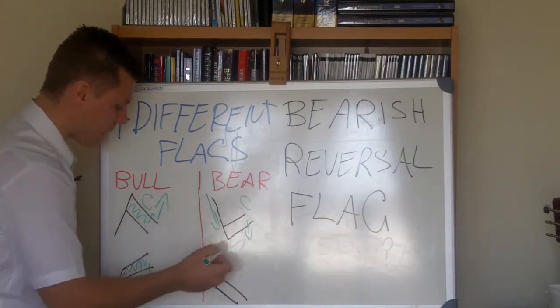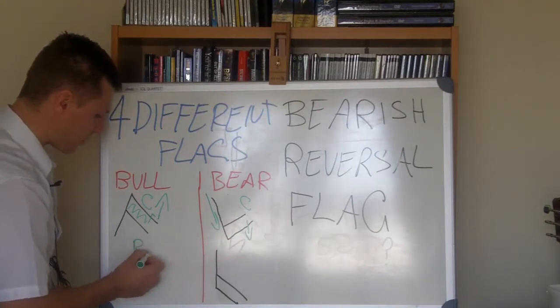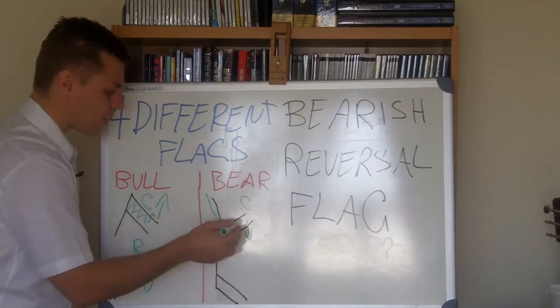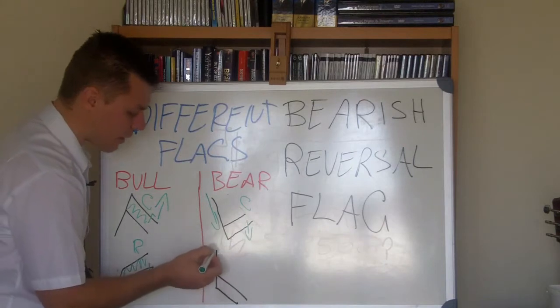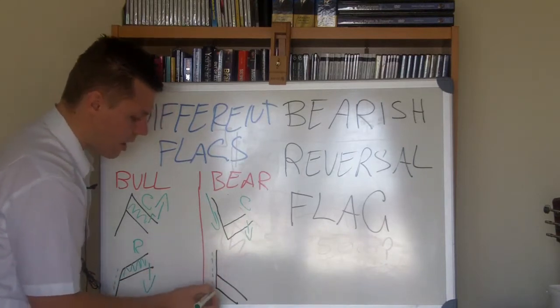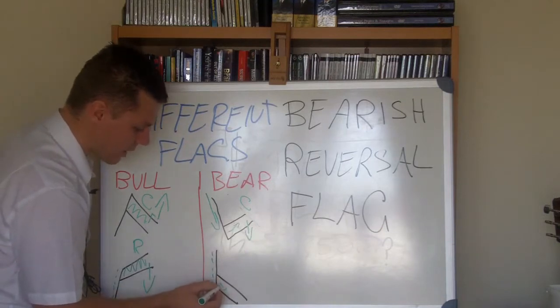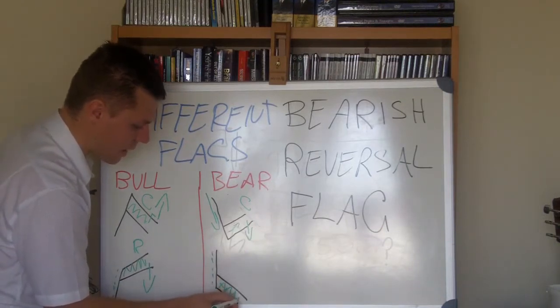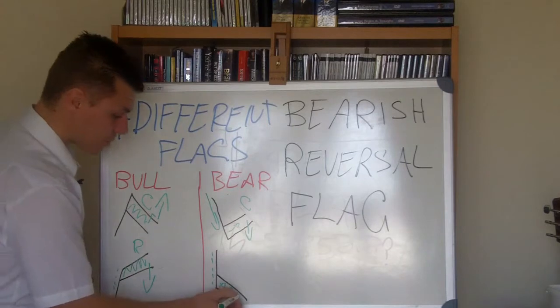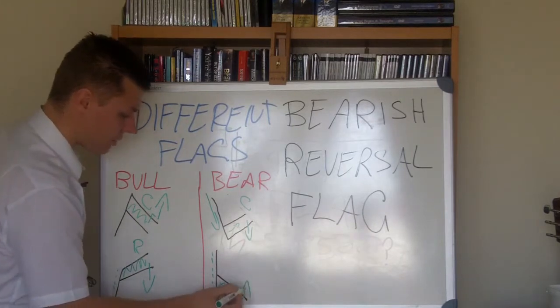We have the bear continuation. This is the reversal flag. This is a bearish continuation. This here, the market runs down, and suddenly instead of going up in this case, it goes back down. So it slowly steps down. That there is a reversal flag.